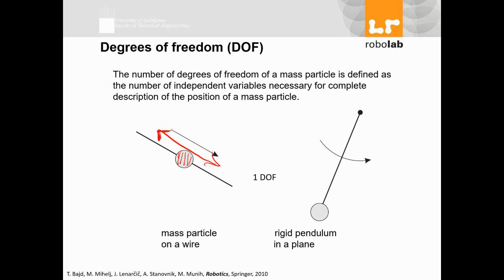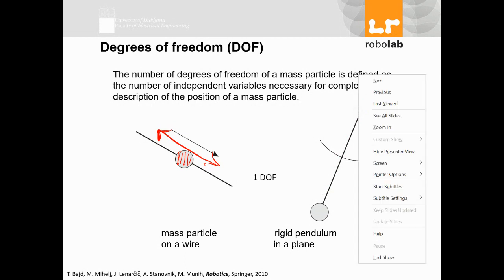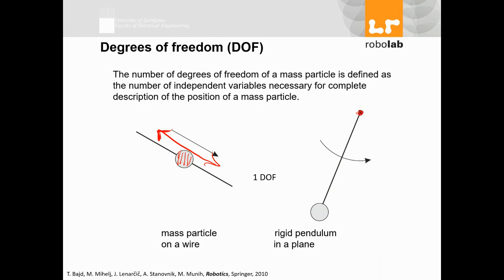Or another example, consider a pendulum like this. You have a bar. On one side, there is a joint and it's fixed on that side. On the other side, it can move like that. Again, you have 1 degree of freedom.